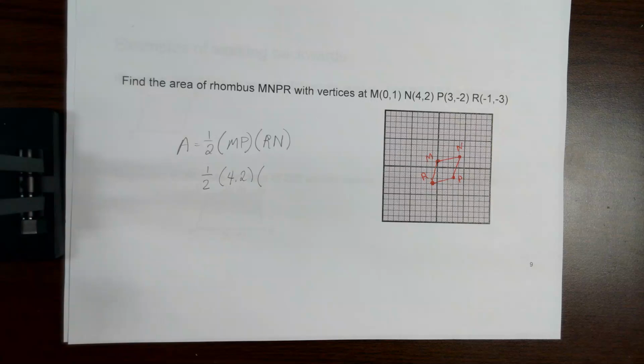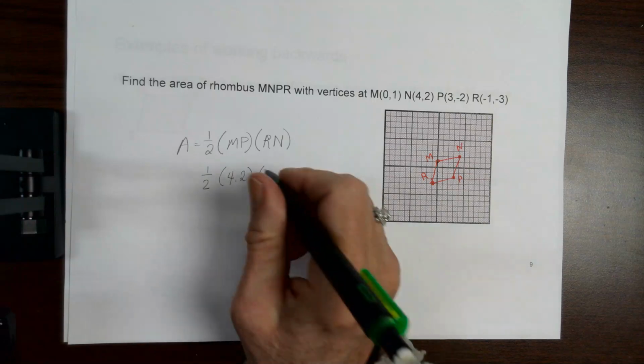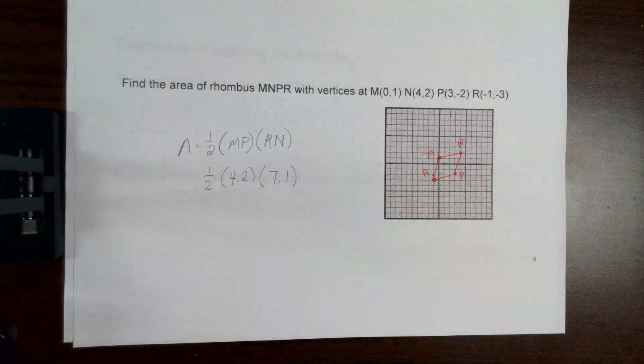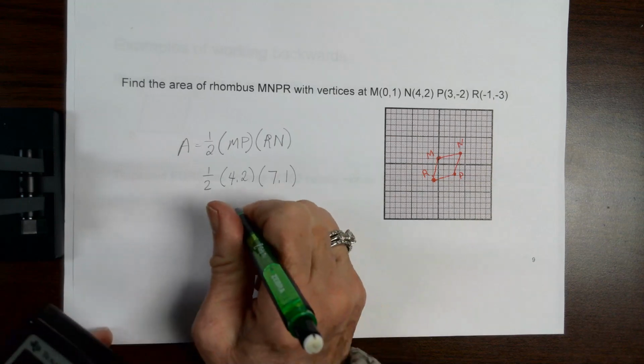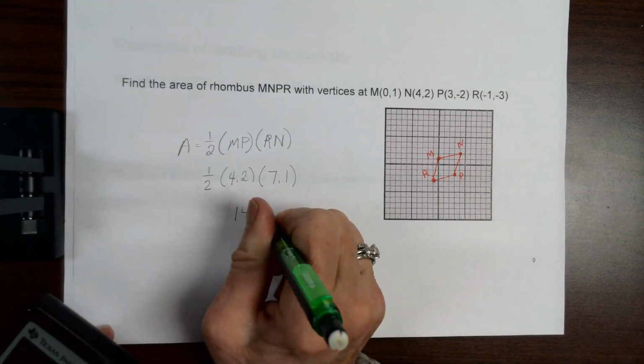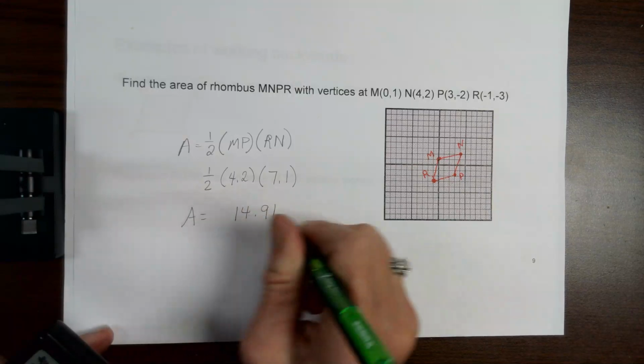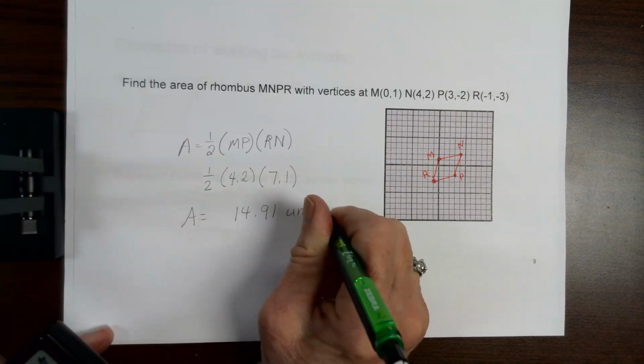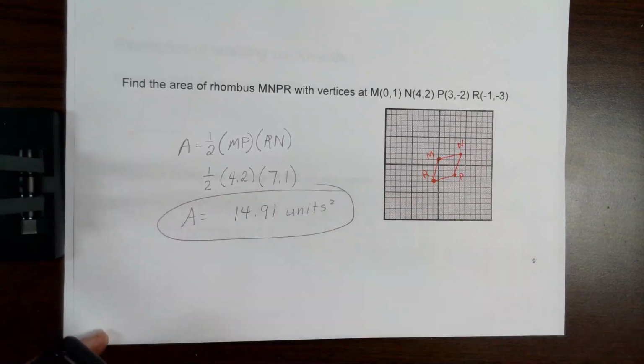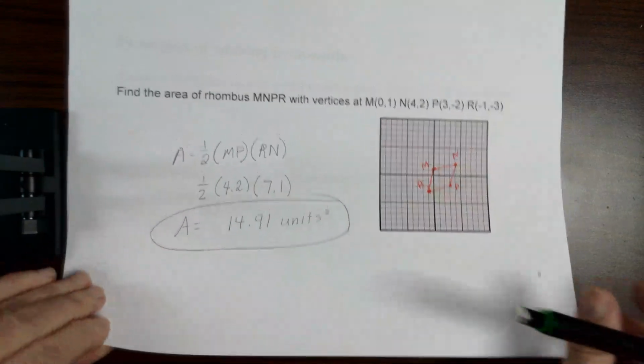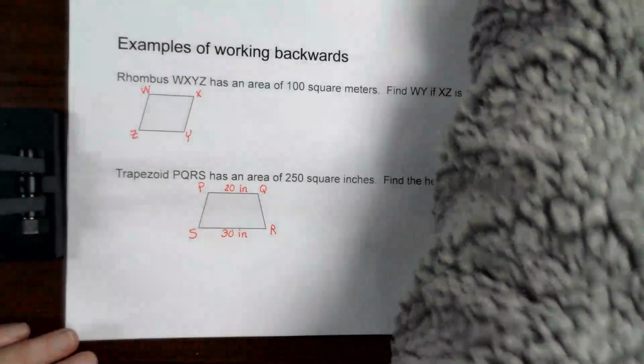And then I'm going to do the same thing from R to N, and that's going to be 7.1. And then I just have to multiply 0.5 times 4.2 times 7.1. And that's going to give me an area of 14.91 units squared.